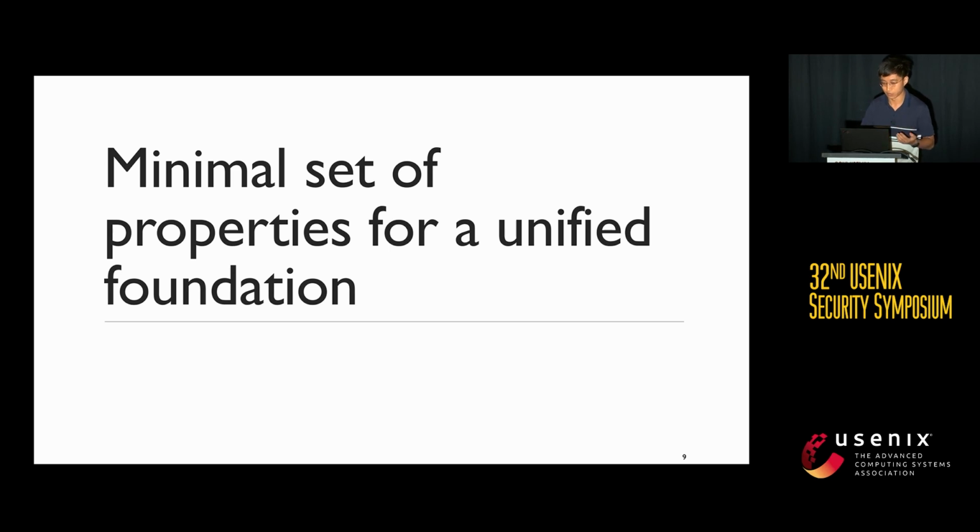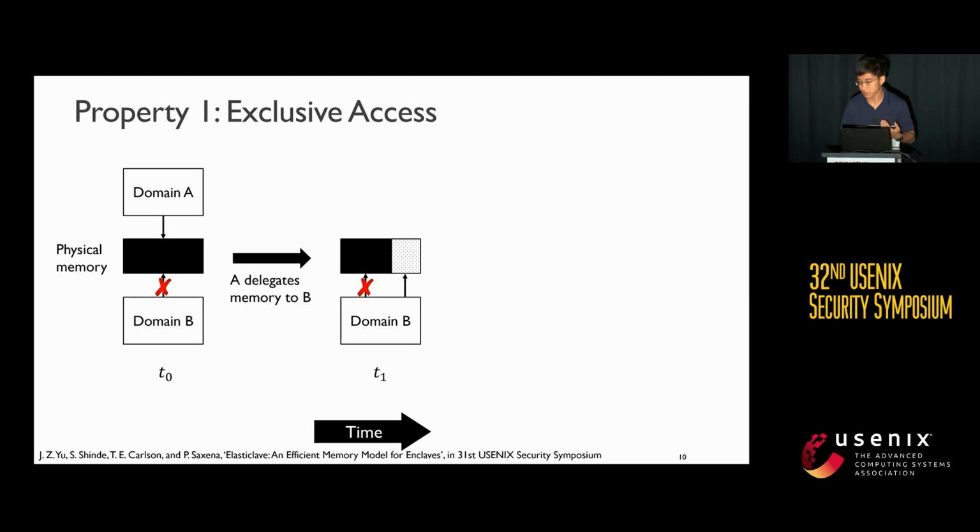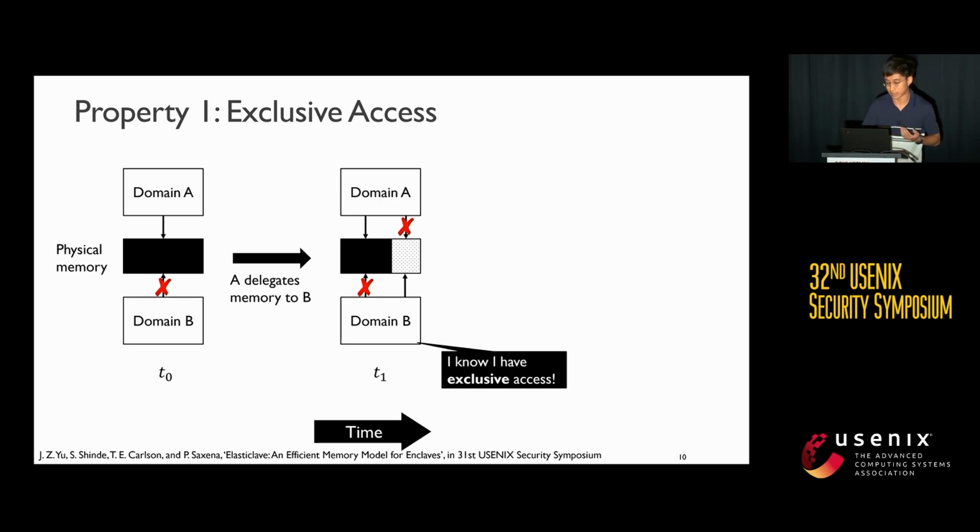Let's take a look at the details of those properties for achieving such a goal. The first property is exclusive access. After A delegates memory to B, we need B to have a way to know for sure that it has exclusive access to the delegated memory, which means that neither domain A nor any other domain on the system should be allowed to access that delegated memory.